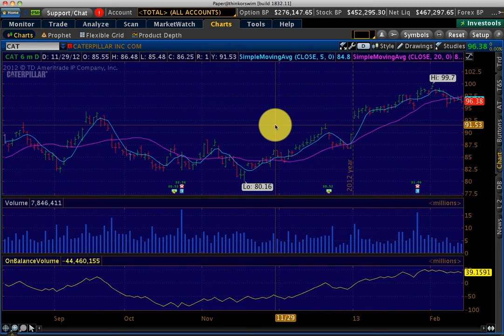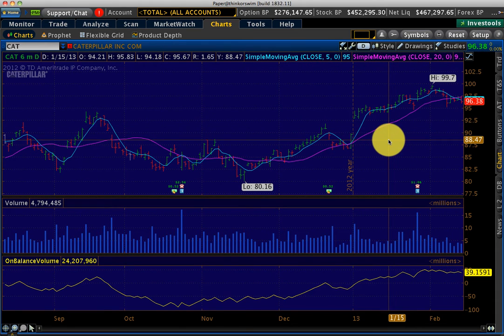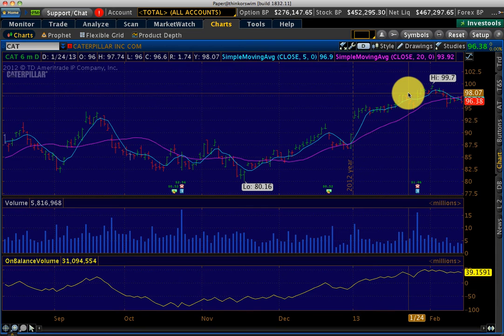And that's exactly what it should do, because if you have huge days with huge volume, that should be reflected in the chart somewhere. Unfortunately, it's not reflected on the price chart. So the on-balance volume tries to give you a mix of both the price action as well as the volume action in a stock. So let's see what's happening with Caterpillar.